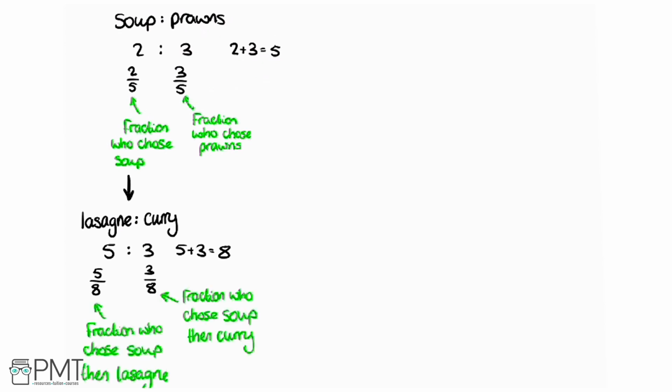So now the same for the people that chose prawns. The ratio of lasagna to curry for them was 1 to 5. So again, let's add up the parts. So 1 plus 5 is 6. So lasagna is 1 over 6 and curry is 5 over 6.